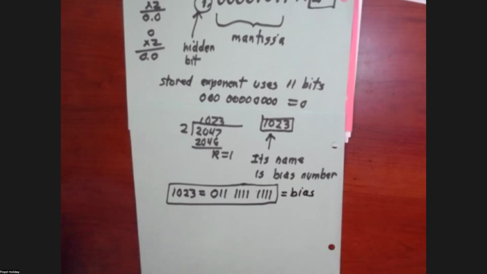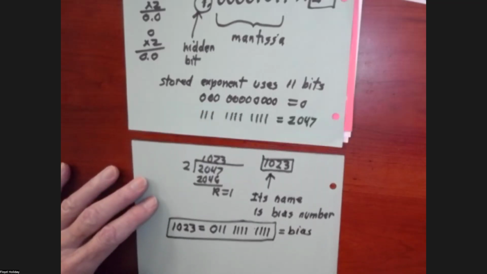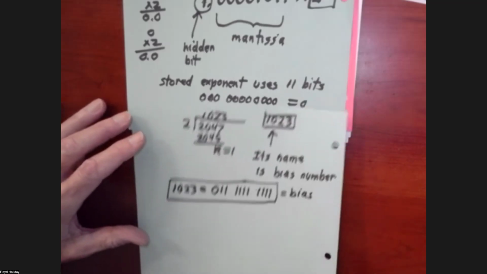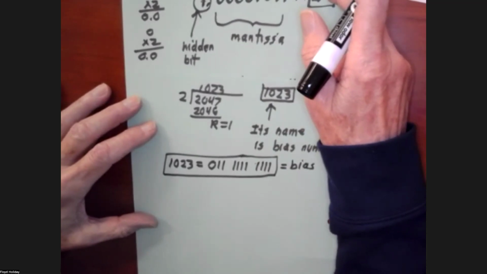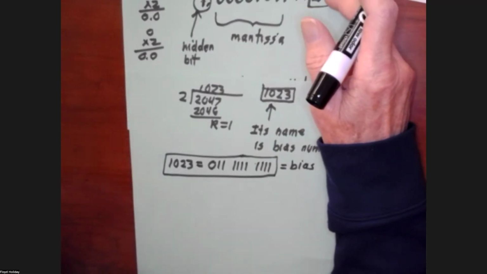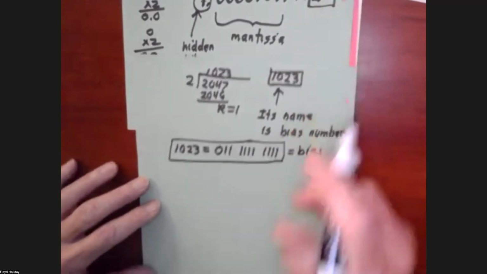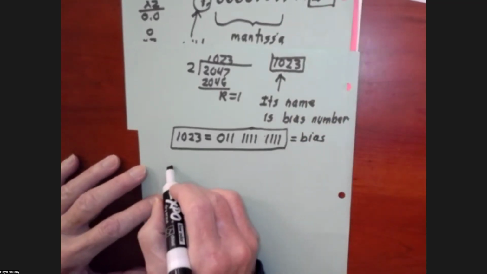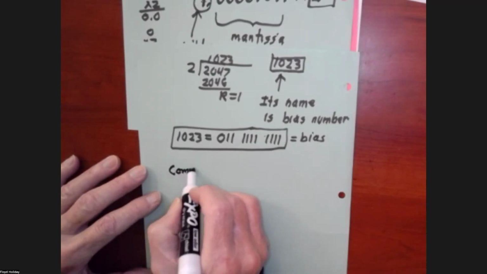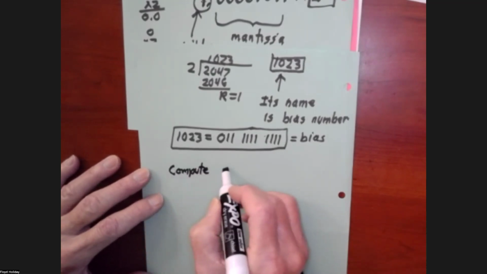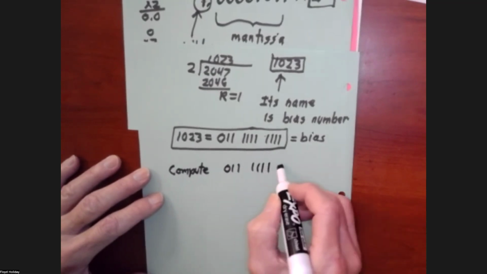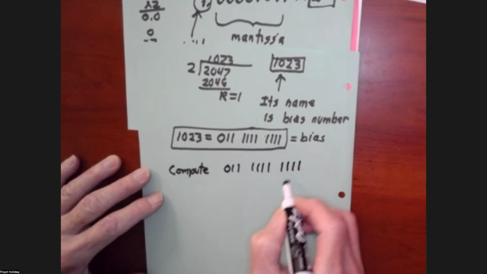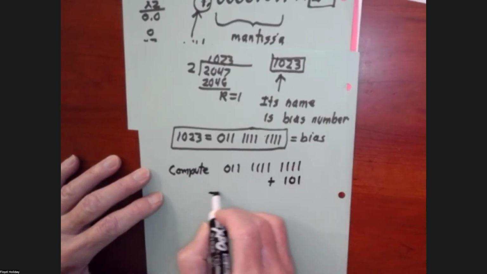Okay, we go back to our problem. Our problem left off right here. We can't use 5 as the exponent. The exponent we use is the bias number plus 5. So we have to compute 01111111111 plus 101.